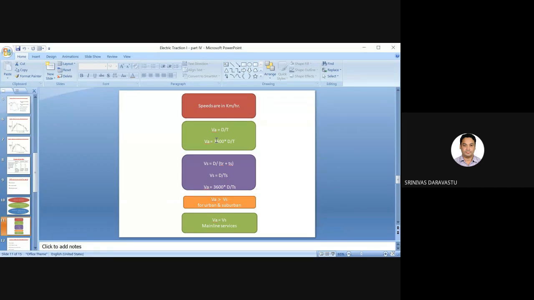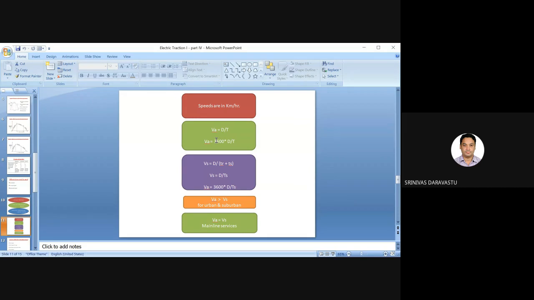Because velocity and acceleration are given in kilometers per hour and kilometers per hour per second. Units may be converted into meters per second and meters per second square. That's why we are multiplying with 3600. Similarly scheduled speed is also D by (T plus TS) into 3600.